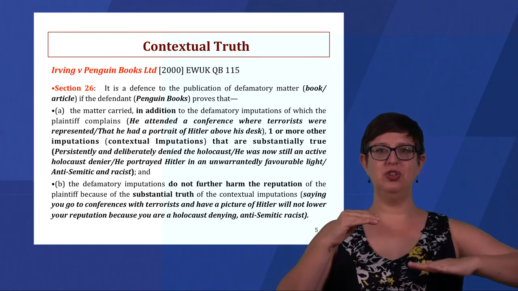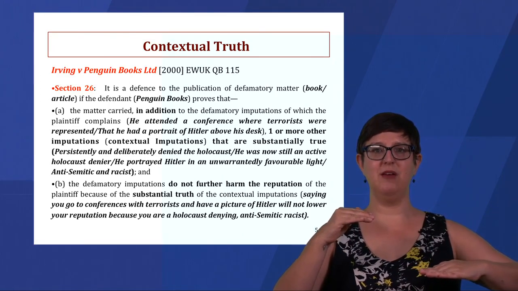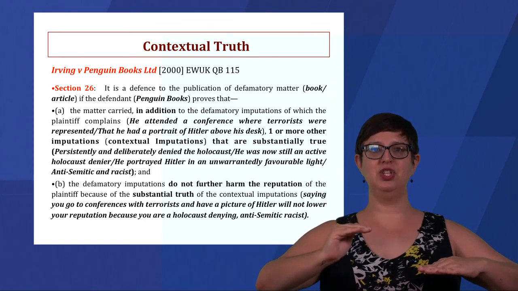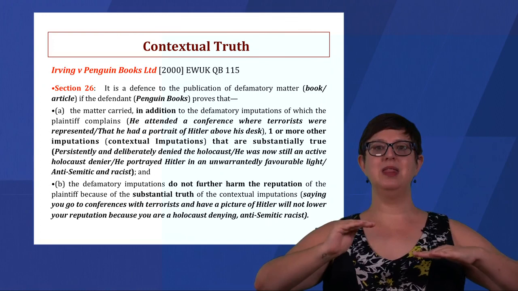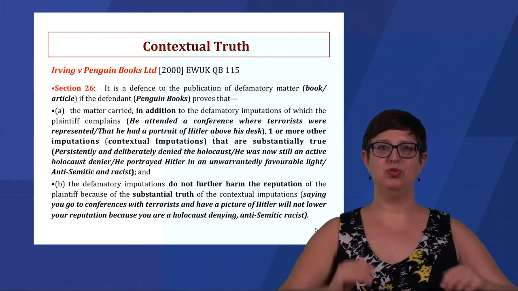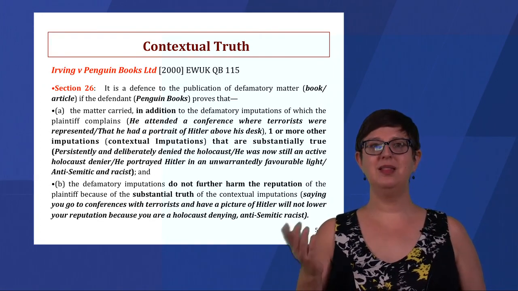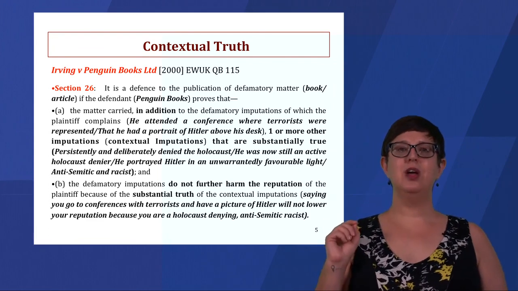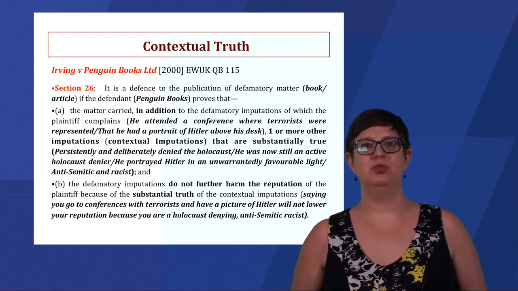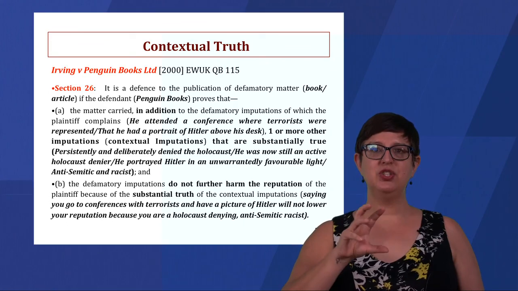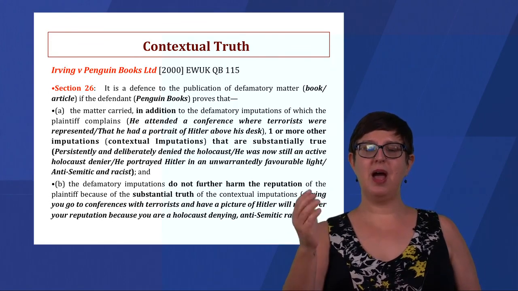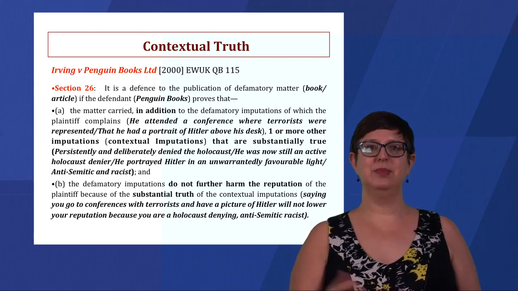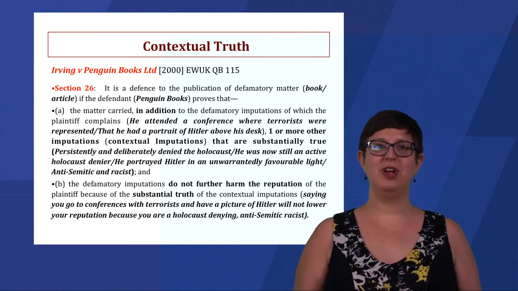His reputation was placed at a particular level. These additional reputations did not take his reputation below that level. Therefore, contextual truth applied. And that's how it will work. So think about contextual truth. If you've got a mixture of true and untrue statements, and some of them are arguably worse than others. So that's something to look at as a defence.